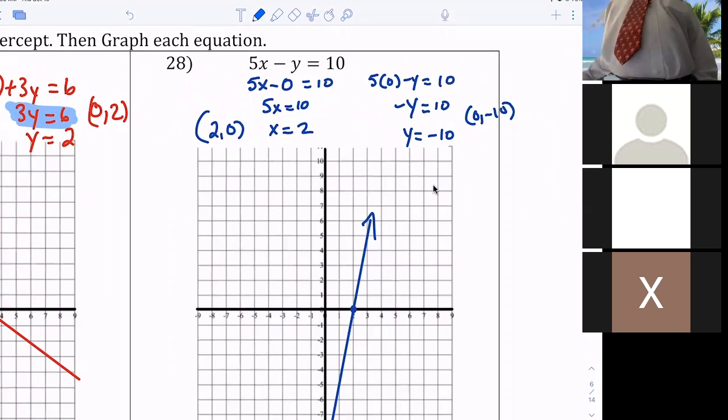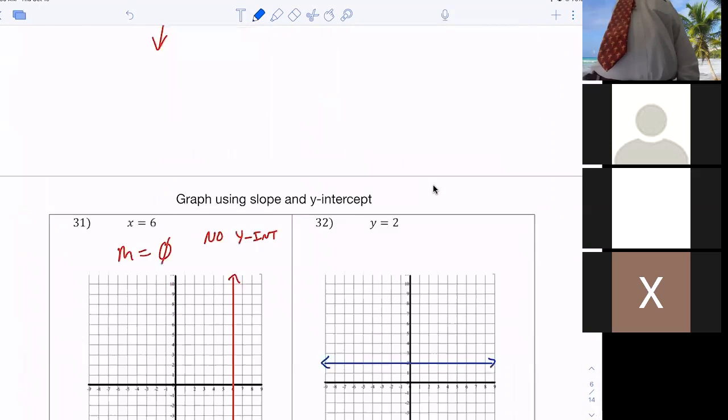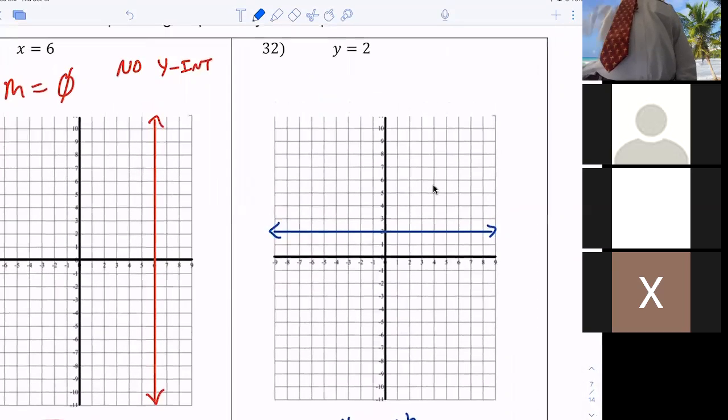I think I got this one, but 32. All right, everybody take a look at 32. Yep. y equals 2 is a horizontal line.